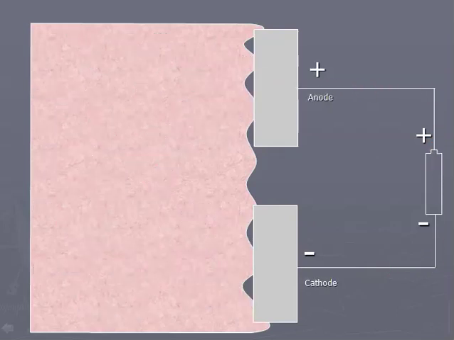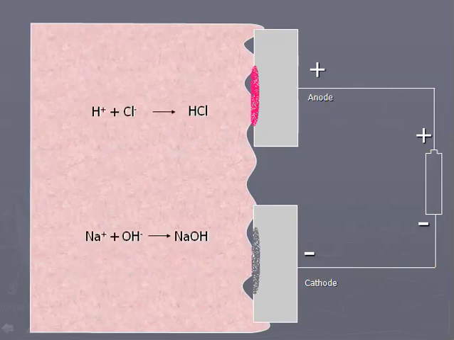Slide 28. At the anode, 2 water molecules yield harmless chemical species. At the cathode, 4 electrons react with 2 water molecules to yield harmless chemical species. At the anode, hydrogen ions and chloride ions react to form hydrochloric acid, HCl, a dangerous acid. At the cathode, sodium ions and hydroxyl ions react to form sodium hydroxide, NaOH, a dangerous base.